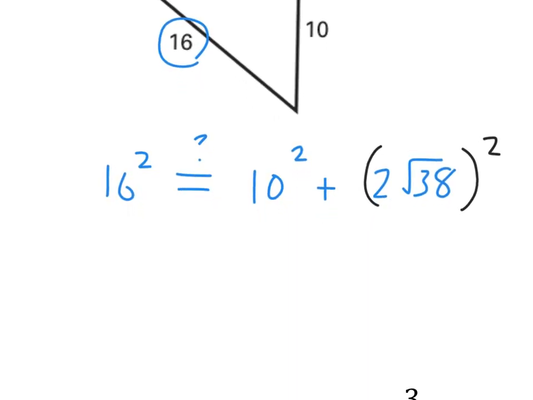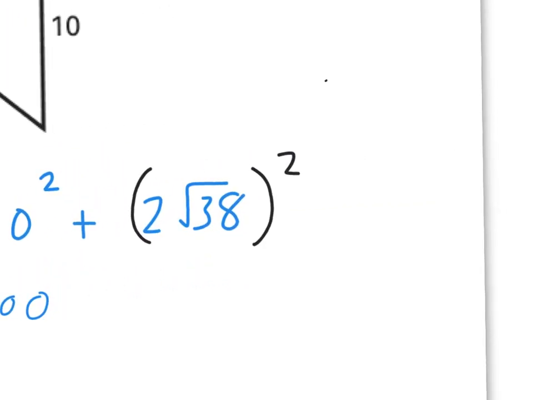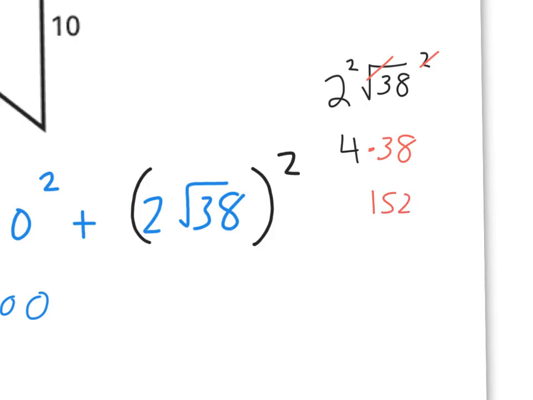So when I work through this one here, I get 256 right there. I get 100 right here. And what do I get here? Well, just to show you real quick on the side, what happens is the 2 has to be squared and the radical 38 has to be squared. Now, the 2 squared is 4, and the radical and the square annihilate each other. So it's 4 times 38. And then we get our number, 152. So that's what's going to be here, 152.